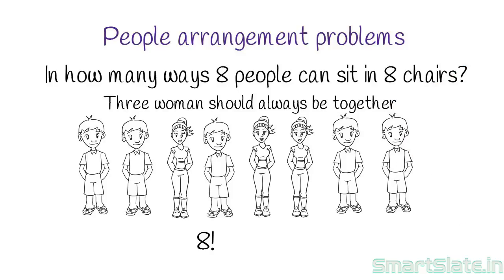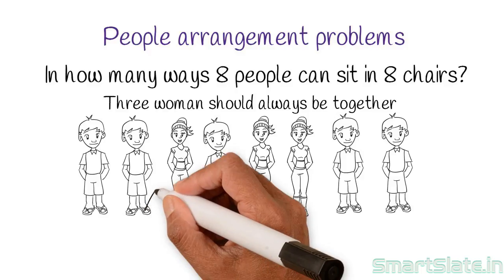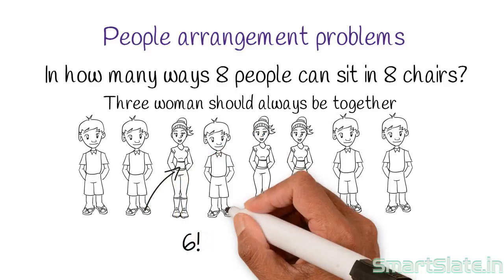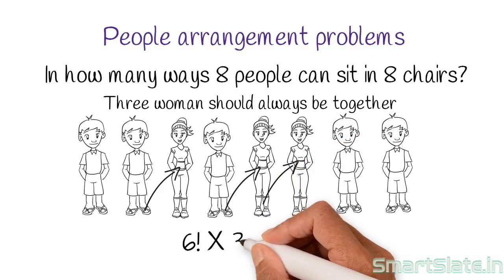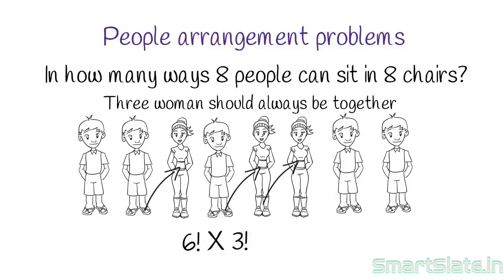Simple. Treat 3 women as a single unit or single person. So, there are 6 people in total. So, 6 factorial arrangements can be done. Note, since 3 women can also sit in 3 factorial different ways, 6 factorial has to be multiplied by 3 factorial to get the answer. So, people arrangement related problem can also be solved with the same approach with which we solve word problems.